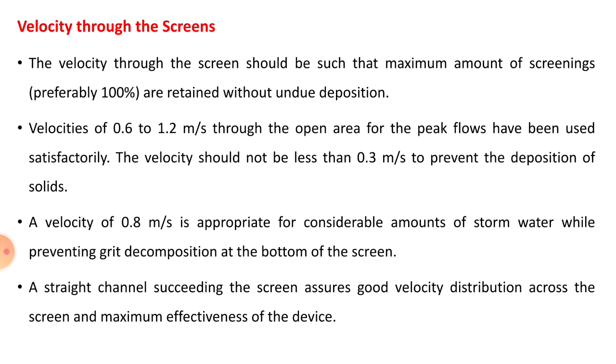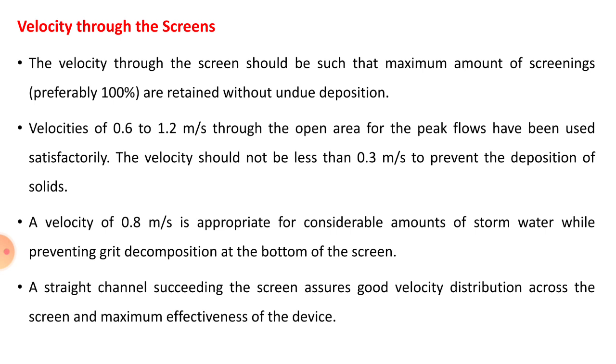The velocity should not be less than 0.3 meters per second, to prevent the deposition of solids. A velocity of 0.8 meter per second is appropriate for a considerable amount of storm water while preventing great deposition at the bottom of the screening.